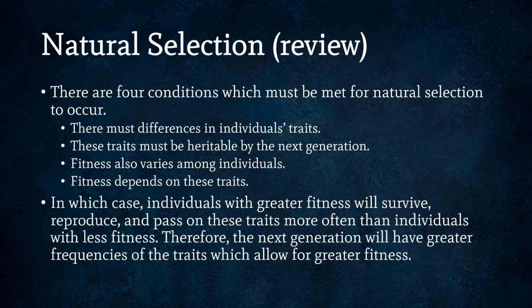So here we are, last slide of this portion of the lesson. Just to review natural selection, there are 4 conditions which must be met for natural selection to occur. There must be differences in individuals' traits. These traits must be heritable by the next generation. Fitness also varies among individuals, and fitness depends on these traits. When these conditions are present, individuals with greater fitness will survive, reproduce, and pass on these traits more often than individuals with less fitness. Therefore, the next generation will have greater frequencies of the traits, which allow for greater fitness.